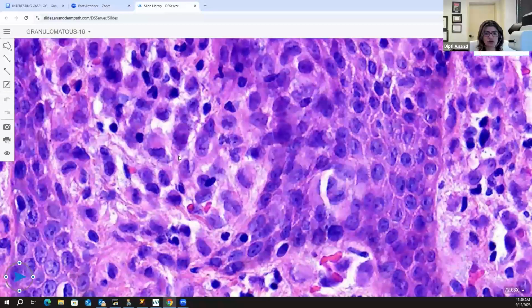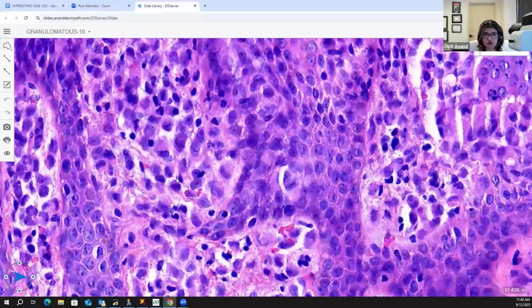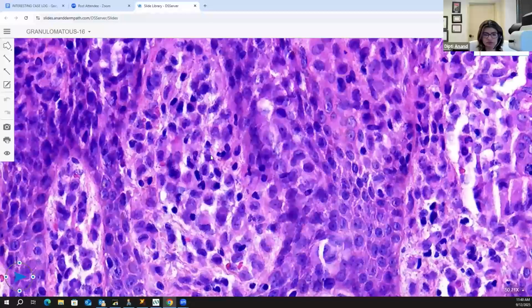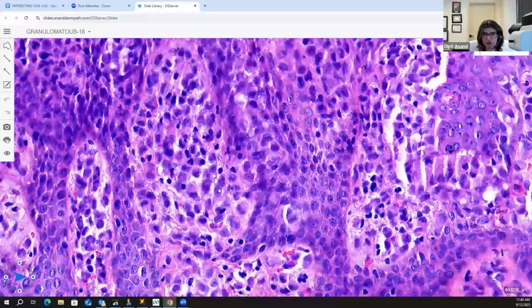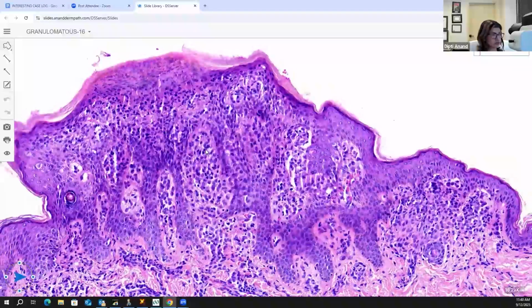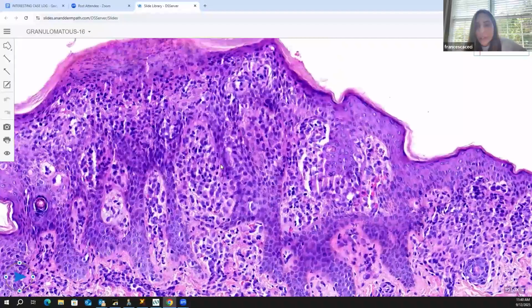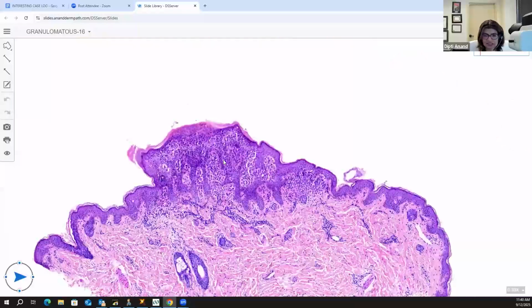So these are all, which markers will it be positive for? CD1a, S100, and Langerin. Yep. And what do they have on electron microscopy? The Birbeck granules. The Birbeck granules. So this is Langerhans cell histiocytosis.